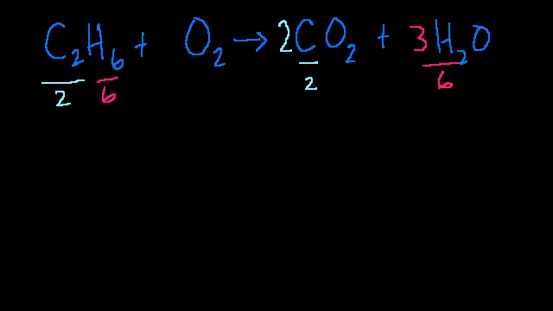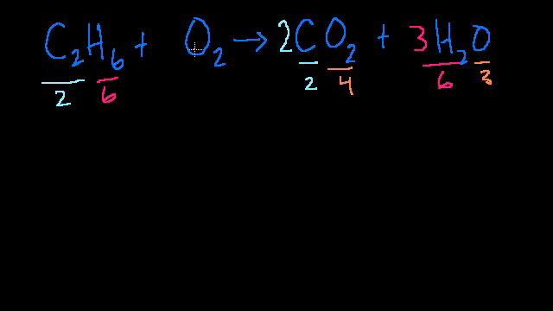And now let's deal with the oxygen. Here, on the right-hand side, I'll do it in this orange color. I have 2 oxygens in each carbon dioxide molecule, and I have 2 molecules, so I have 4 oxygens. And I have 1 oxygen in each water molecule, and I have 3 molecules, so I have 3 oxygens here. Is that right? Yep, 3 water molecules. And then I have 4 oxygens in the carbon dioxide. So I have 7 oxygens. I have 7 oxygens on this side, and I only have 2 on this side.